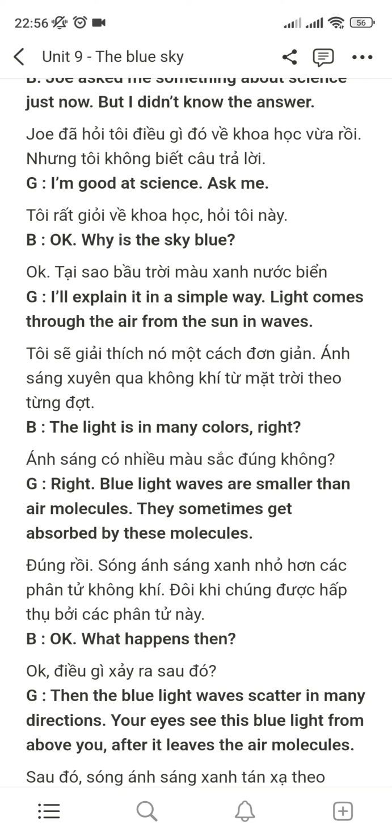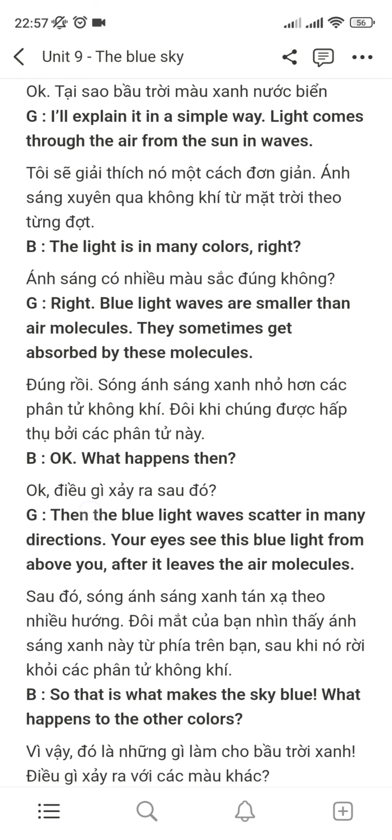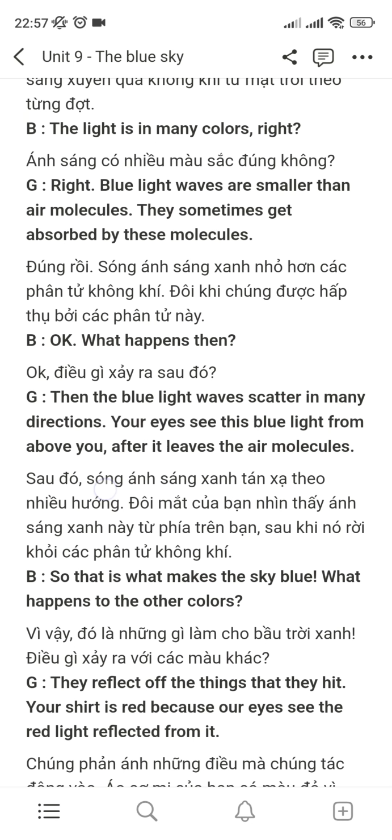Light comes through the air from the sun in waves. The light is in many colors, right? Right. Blue light waves are smaller than air molecules. They sometimes get absorbed by these molecules. What happens then?